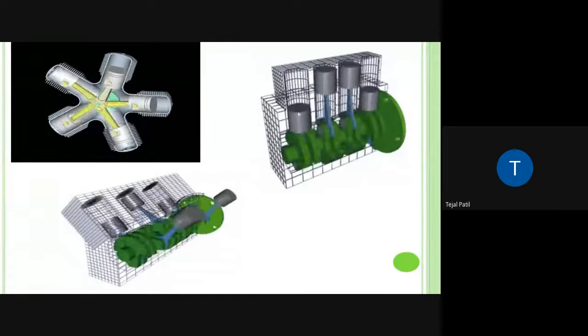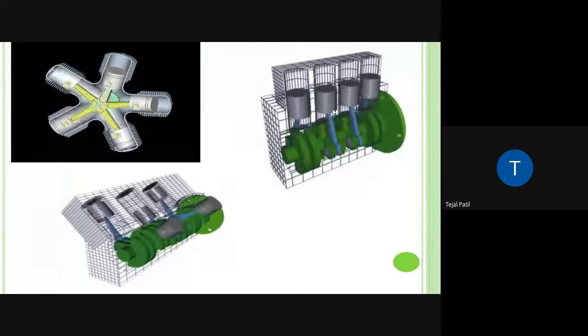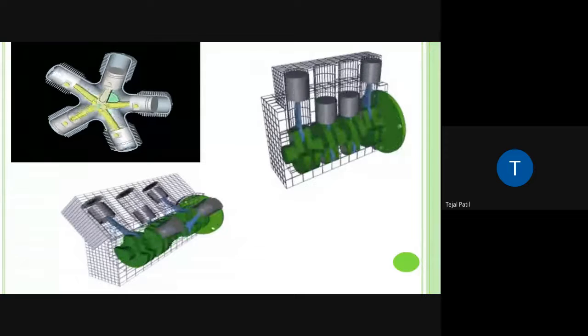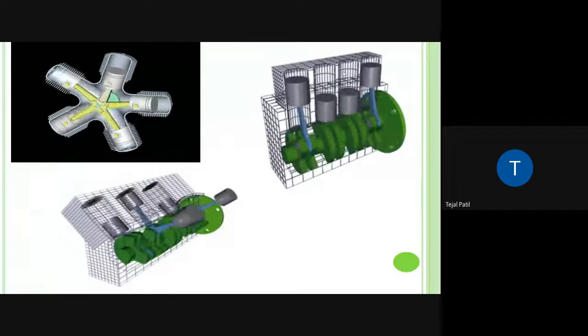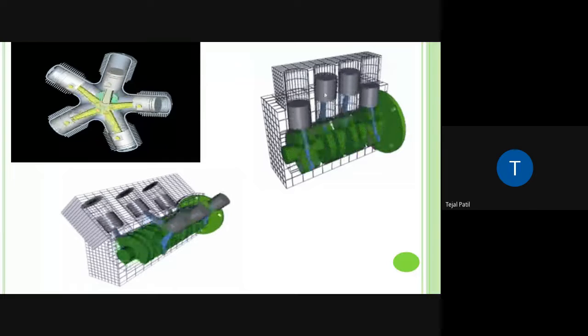So inline cylinder, this is an animation for the inline cylinder. That means all the cylinders are arranged in a single line. Okay, so that's why it is an inline cylinder.